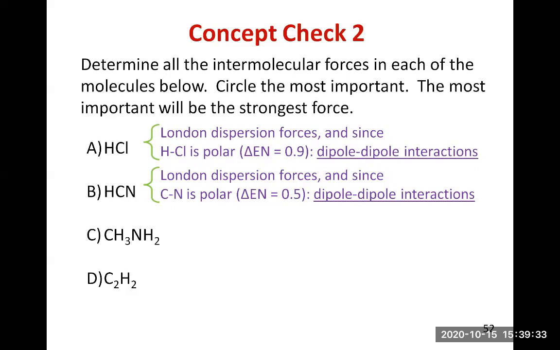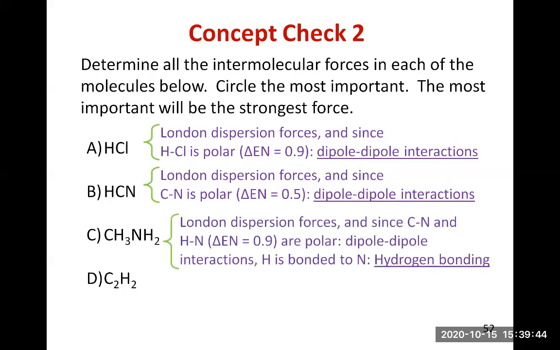CH3NH2. So again, you would list the London dispersion forces. The NH and CN bonds are polar. We can see above here the CN bond is polar, and the HN bond is also polar. Electronegativity difference of 0.9. So we have dipole moments that are pointed from the hydrogens towards the nitrogen and from the carbon towards the nitrogen.